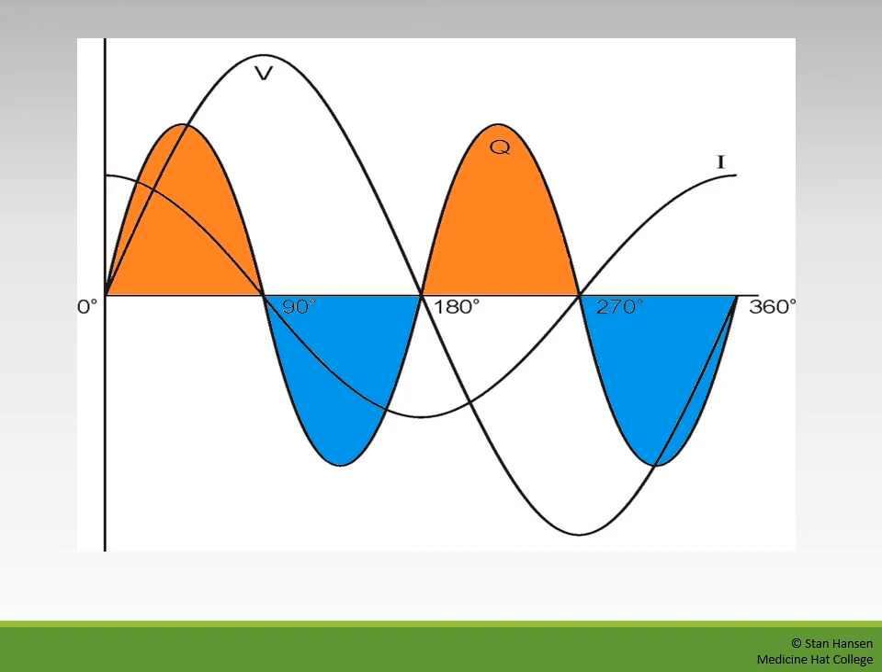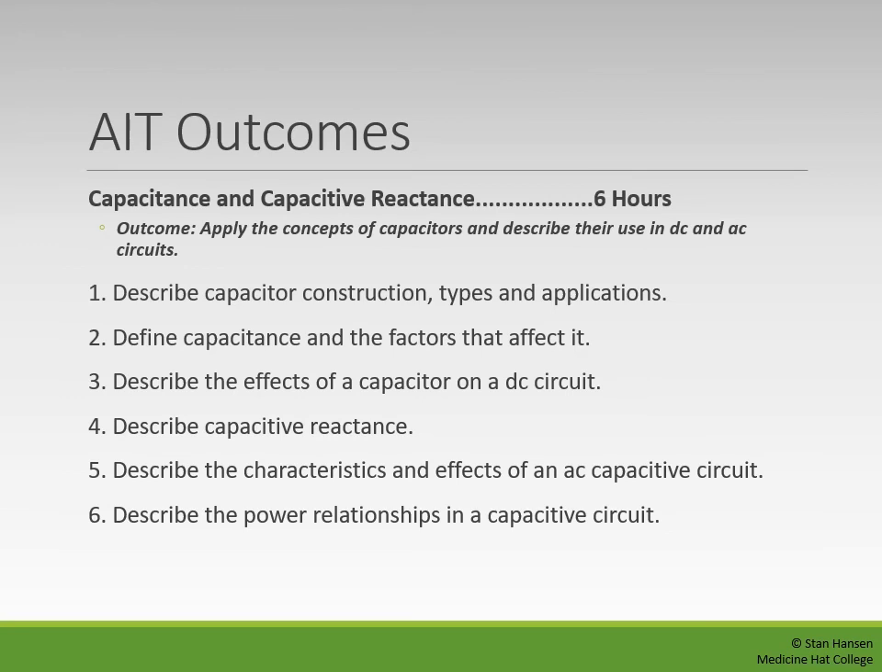I know there's a lot of information in this module to understand what capacitors do and how they do it. But by the time you're finished with this module, you should be able to describe how capacitors are built, what different types of capacitors there are, and what different applications that we can use them in. You should also be able to define what capacitance is and what the effects of a capacitor on a DC circuit are. Make sure you're taking the time to understand the time constants. You can also describe what capacitive reactance is and the characteristics and effects of an AC capacitive circuit. And lastly, you need to be able to identify and describe power relationships inside the capacitive circuit as well.